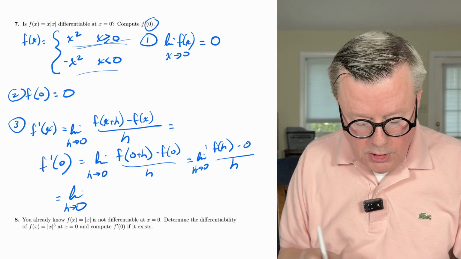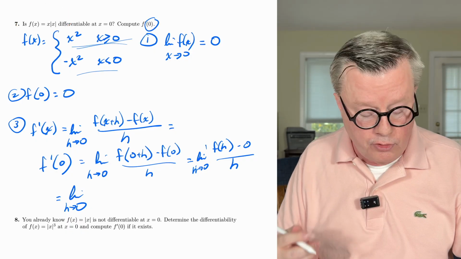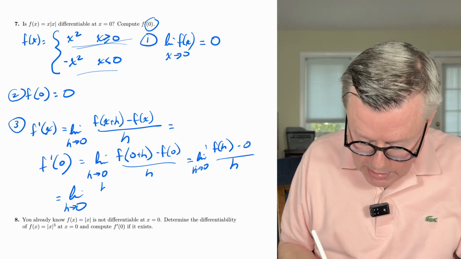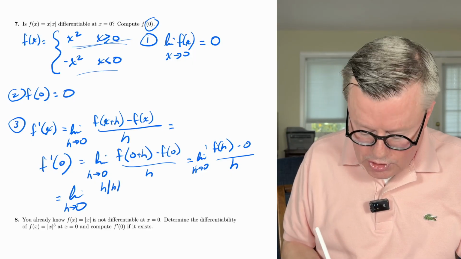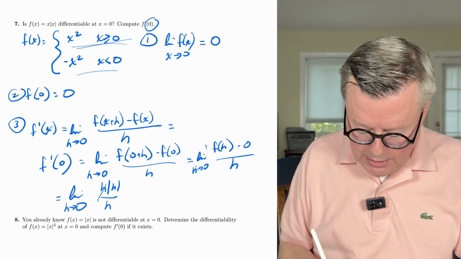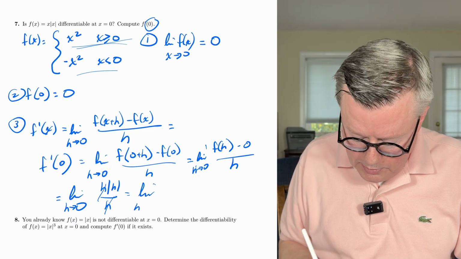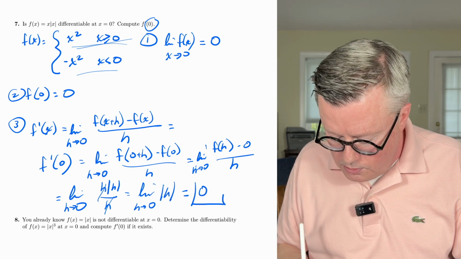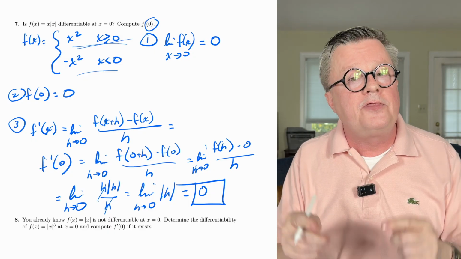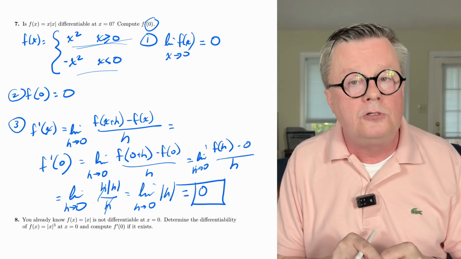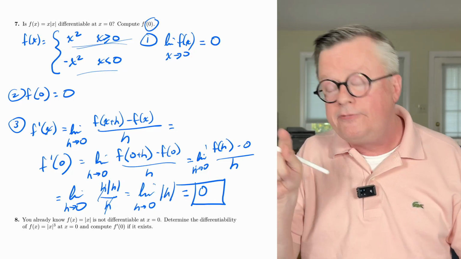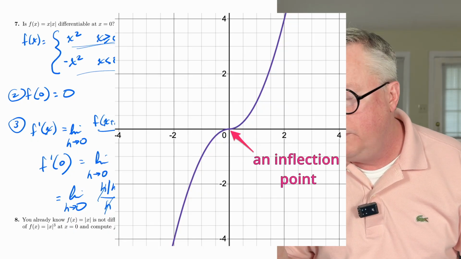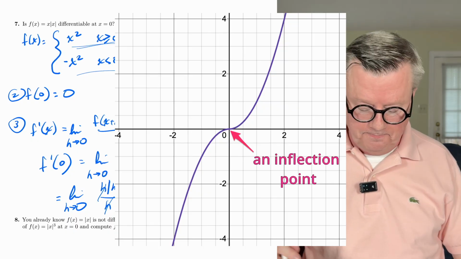Where would I get that from? Well, I have f of x right here. Just replace it with an h. So f of h is h times absolute value of h divided by h. My h's cancel, and I'm left with the limit as h goes to 0 of absolute value of h, which is 0. What does that tell me? That tells me that the value of the derivative at 0 is also 0. So if I graph this function at x equals 0, I've got something, an inflection point maybe. We'll see when we look at the graph.